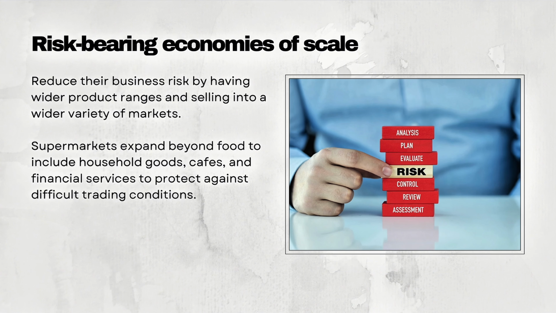And lastly, risk-bearing economies of scale is when a business is able to reduce their risk by offering large product ranges in different market segments. For example, supermarkets traditionally sold groceries and other essential items in your household, but now they include a wide range of products such as insurance, internet and telephone service providers, financial services, passport photo-taking services, and many, many more.